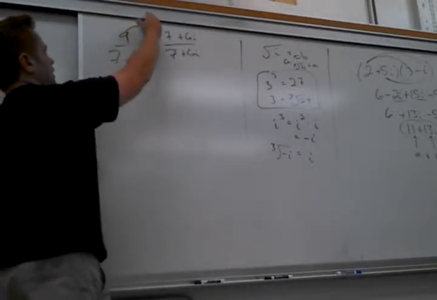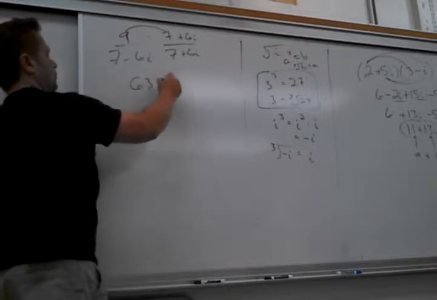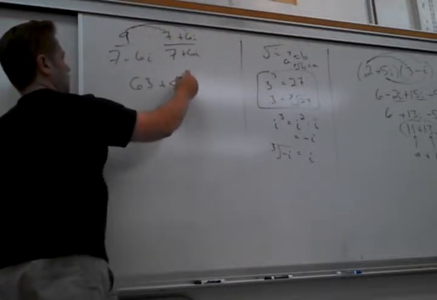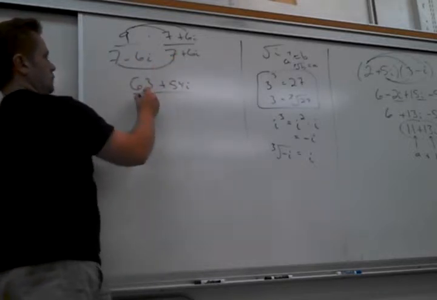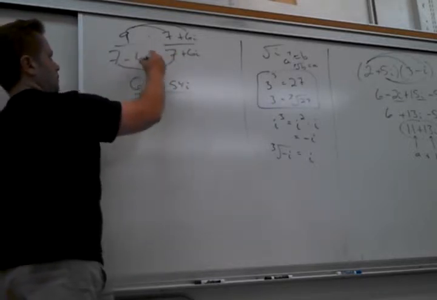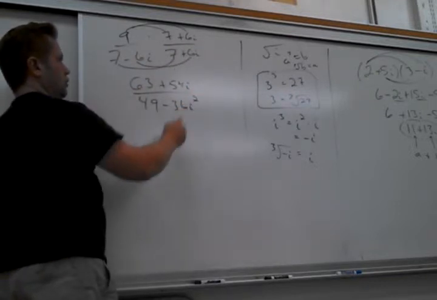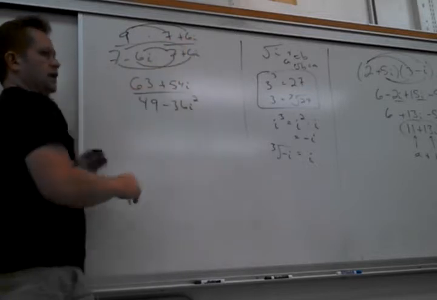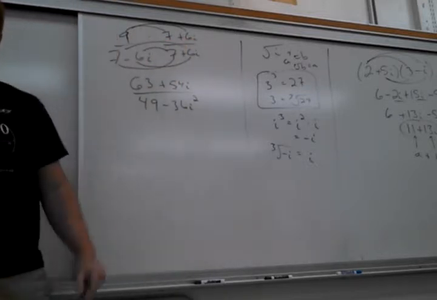So on the top you get 63 plus 54i. On the bottom I get 7 squared, 49, minus 6i squared. Good. And the middle terms I don't care about because they cancel, right? Minus 42i plus 42i, there you go.